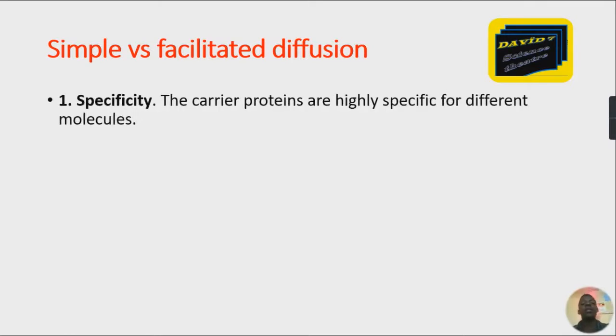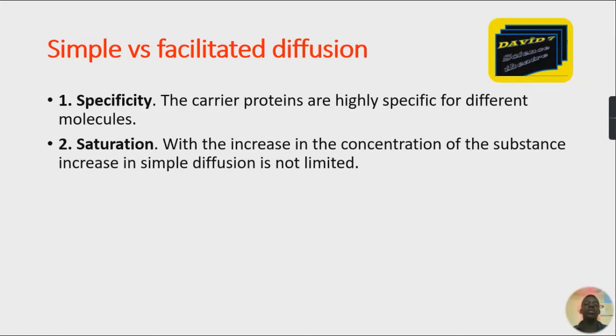So if I just start with this, comparing and contrasting simple and facilitated diffusion, it means we shall have, one, specificity. In facilitated diffusion, we are using carrier proteins, which are highly specific for different molecules, which is different from what happens in simple diffusion, where we only have channels, which are not specific to any molecule. They just transmit what is transmissible, according to size.